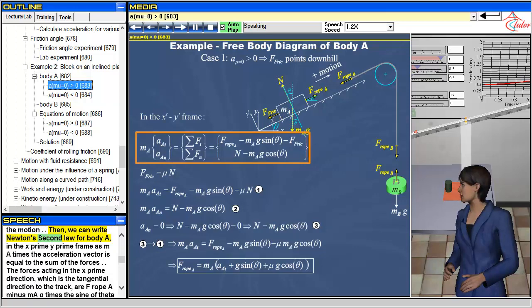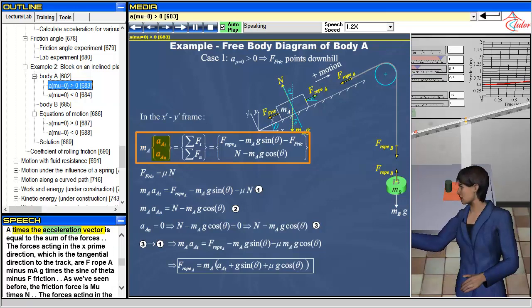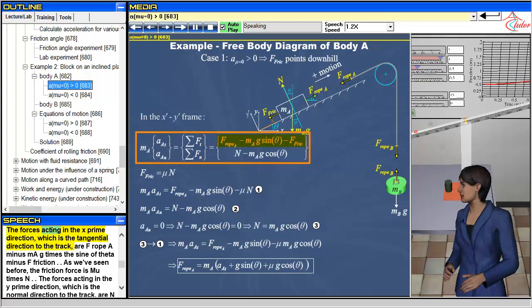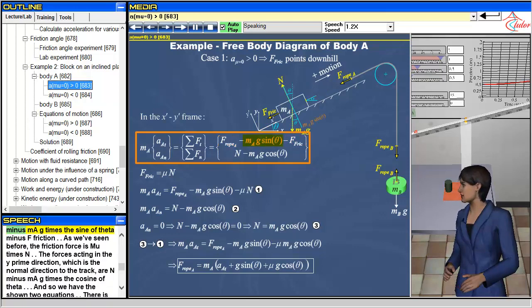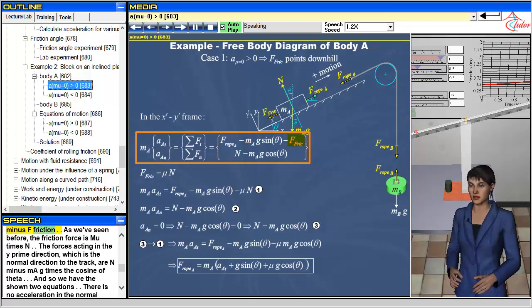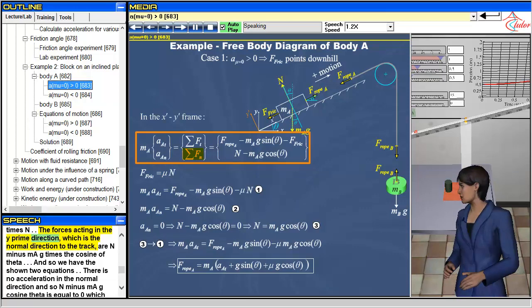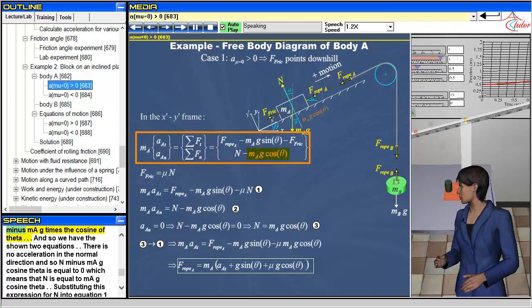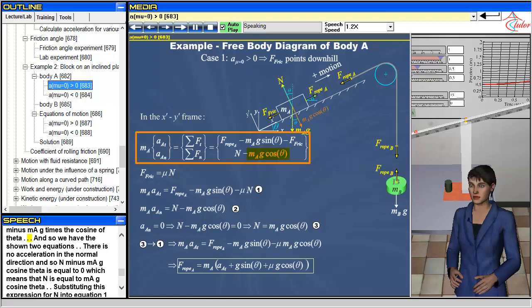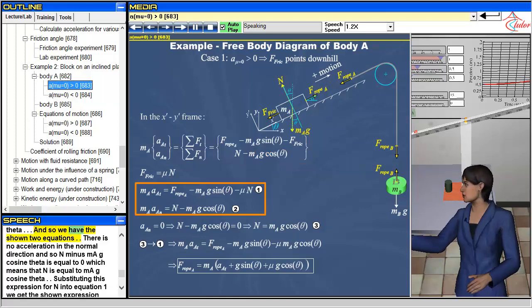Then, we can write Newton's second law for body A in the x'-y' frame as ma times the acceleration vector is equal to the sum of the forces. The forces acting in the x' direction, which is the tangential direction to the track, are F rope A minus ma g times the sine of theta minus F friction. As we've seen before, the friction force is mu times N. The forces acting in the y' direction, which is the normal direction to the track, are N minus ma g times the cosine of theta. And so we have the shown two equations.